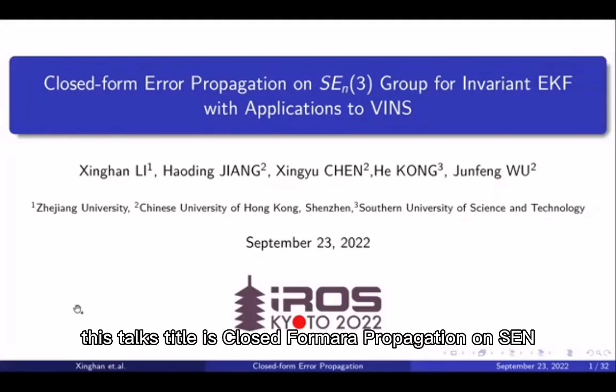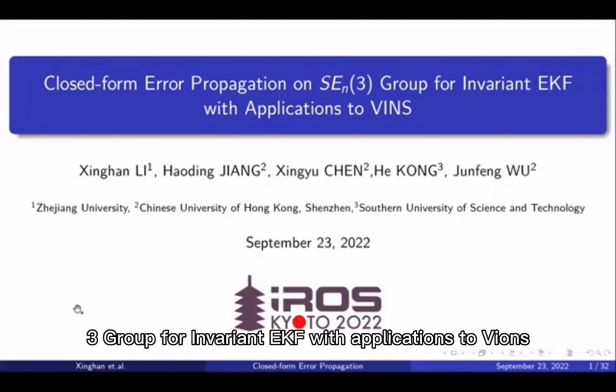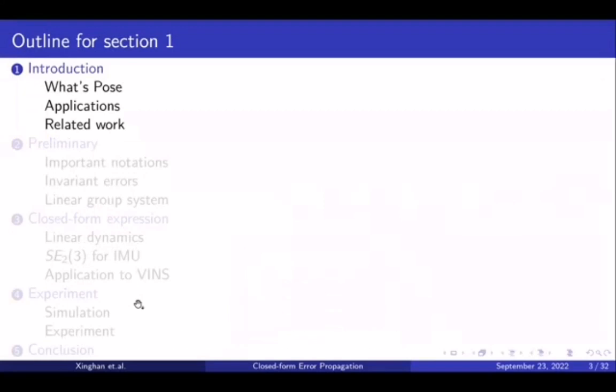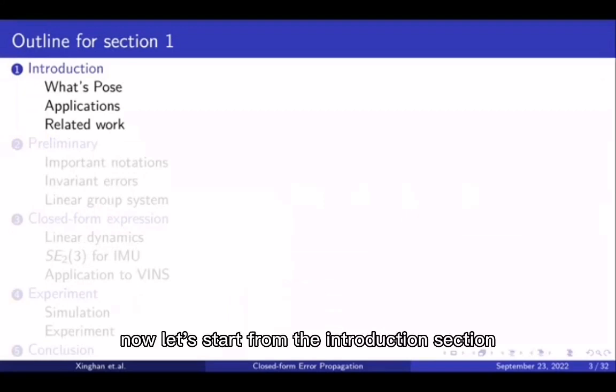This talk's title is Closed Form Error Propagation on SEN3 Group for Invariant EKF with Applications to VINS. This is my paper's outline. Now let's start from the introduction section.